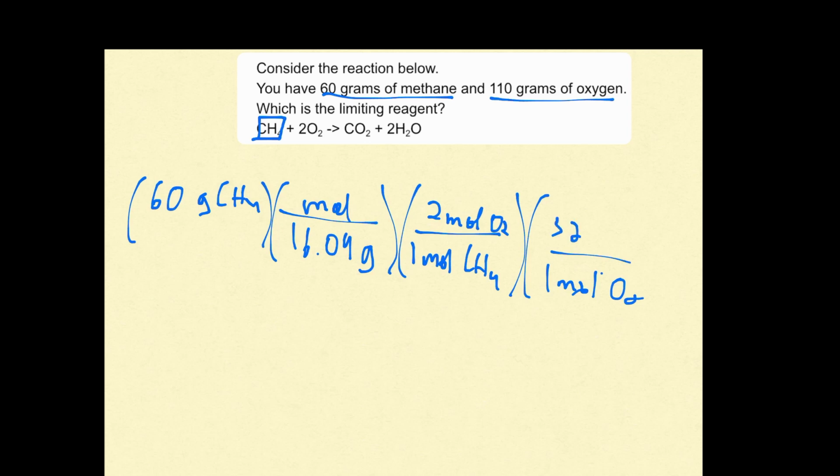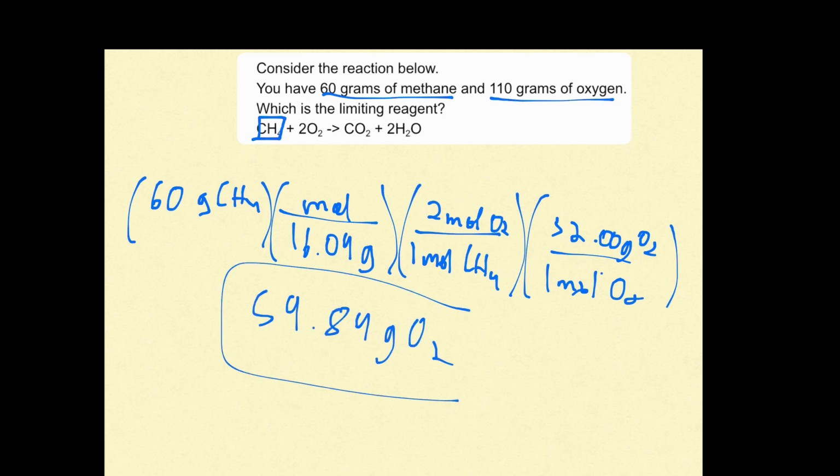When we complete the stoichiometry, we see that 60 grams of methane will react with 59.84 grams of oxygen. This means that there will be oxygen left over since what it will react with is less than what we have. Therefore, methane is our limiting reagent.